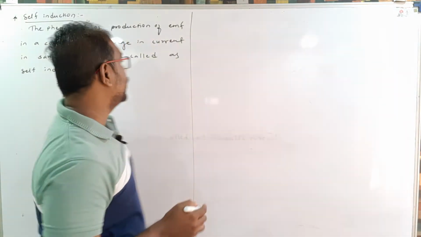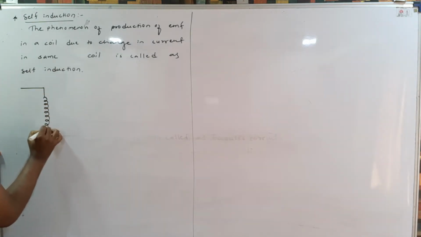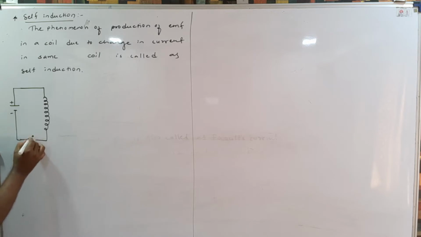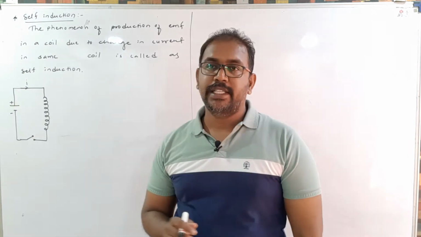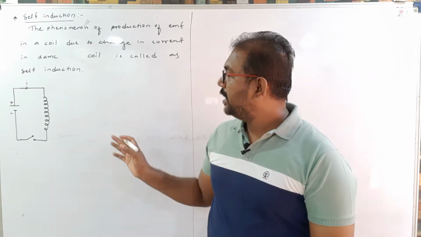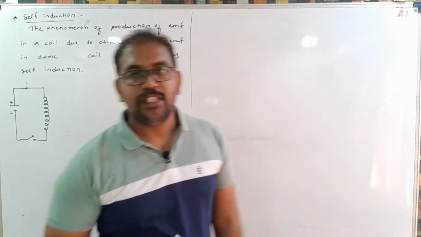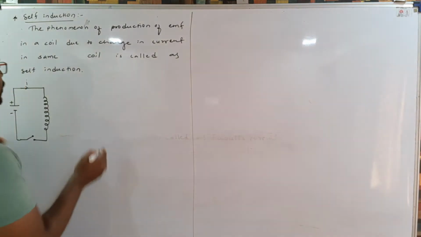Now here we consider one current carrying coil. So this is a current carrying coil. Here positive, negative, we send some current here. So I can consider a key here. When we send the current through this coil, then EMF is induced in the coil. It is called self-induction. Now when we send the current here, then magnetic field is produced and magnetic flux associated with the coil changes, and because of that EMF is induced.